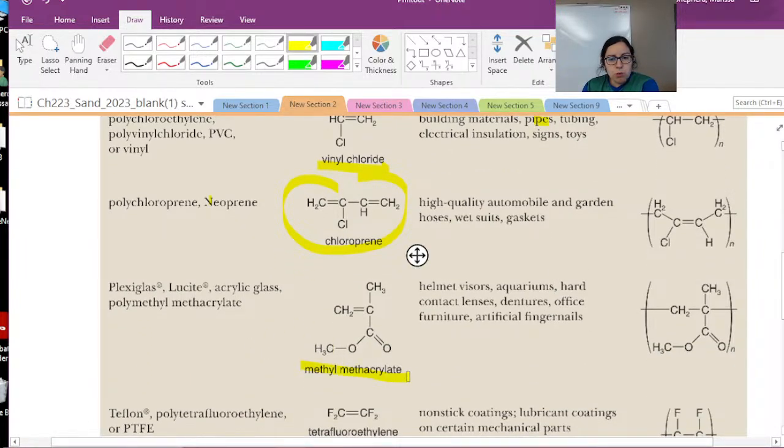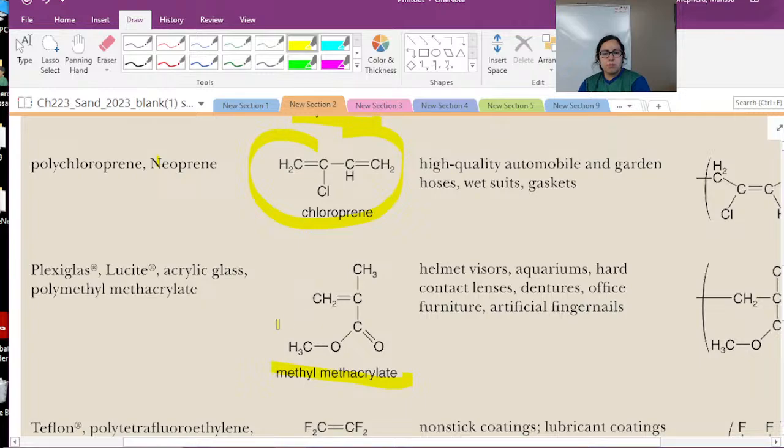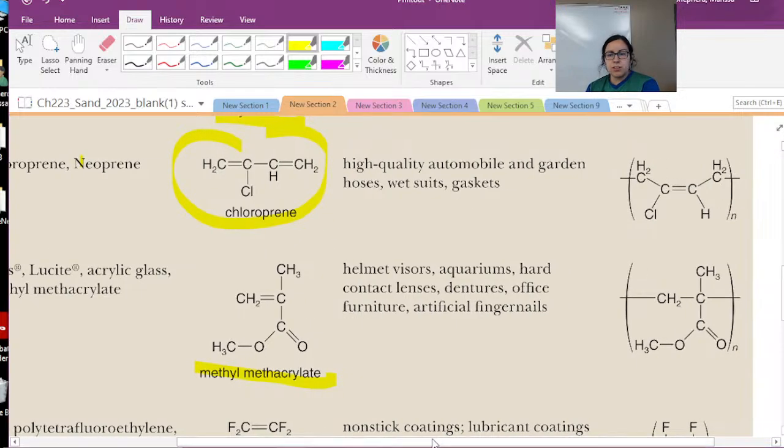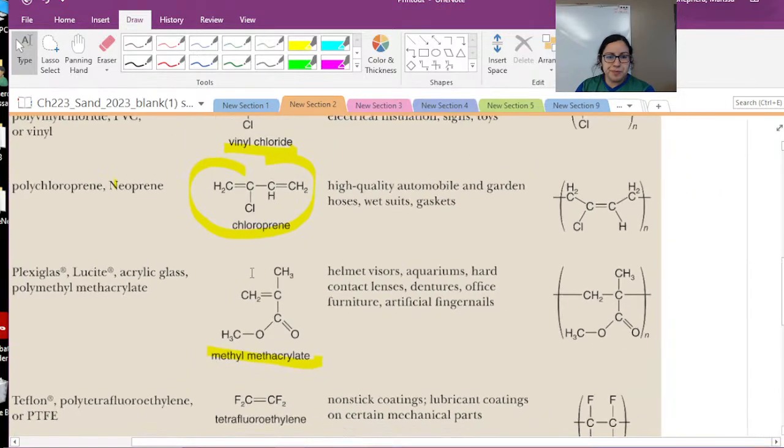And so this is a cool one. I wouldn't commit this to memory or anything. We can just appreciate it. This methacrylate monomer is used to make plexiglass or other visors and shields. So it probably has a good property of letting light in. So helmet visors, aquariums, contact lenses, lots of things with that polymer.